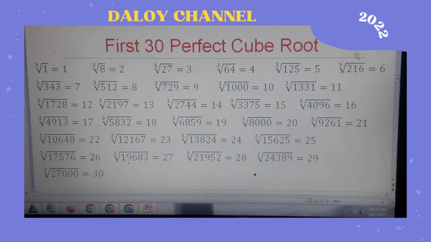With 27, the cube root of 27 is 3, meaning we multiply 3 three times by itself. So that should be observed accordingly.